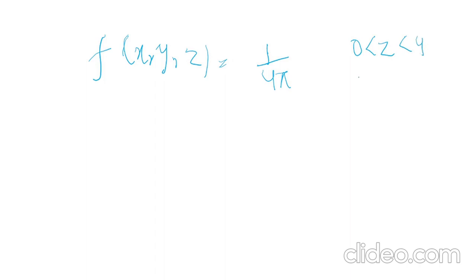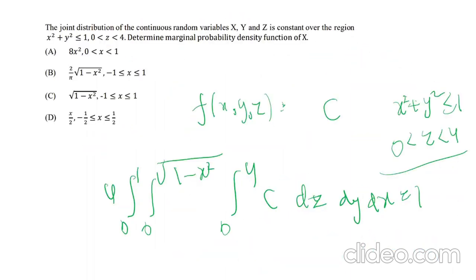So now we can say that the f function defined here, f(x, y, z), is 1 upon 4 pi, and the region for this is 0 to z to 4, and x squared plus y squared is less than or equal to 1. Now we want to define the marginal probability function of x.